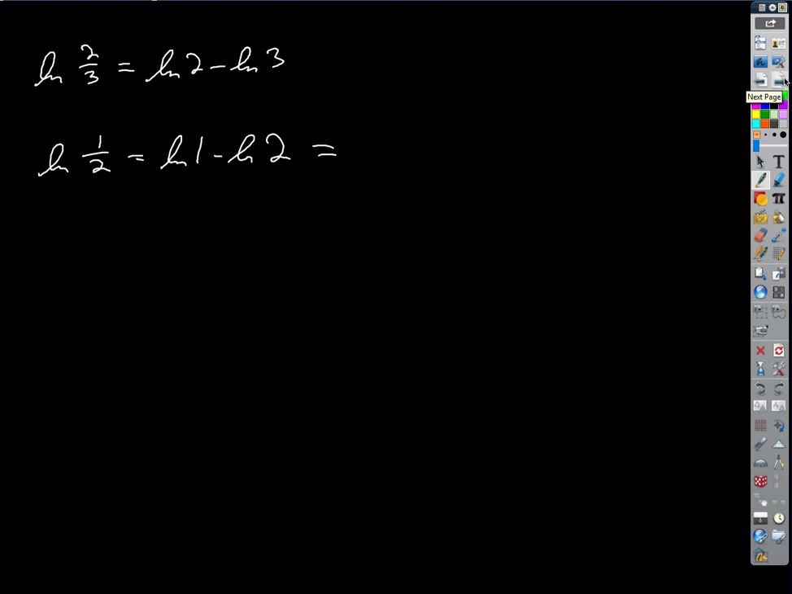So natural log of 1 is 0, so that gives us negative log 2. Do that a different way for me, please. 1/2 is the same as 2 to the negative first. So take the negative one and cut to the top. Everybody see that? We could just pop that negative 1 out front and get the same answer, right?